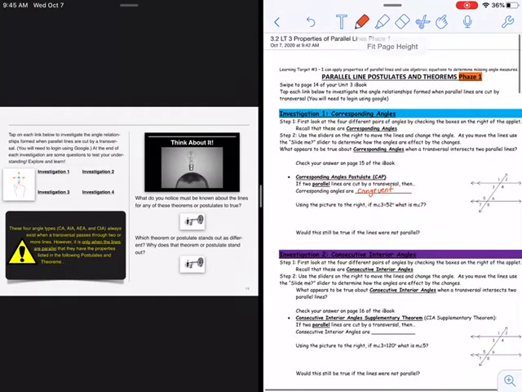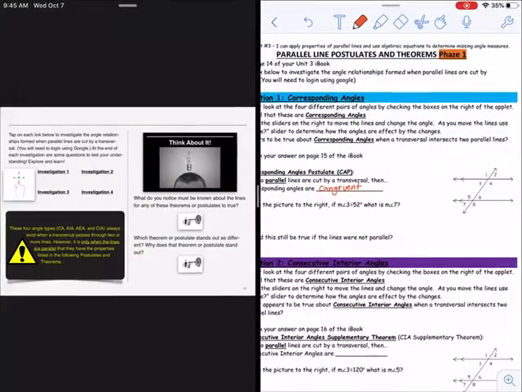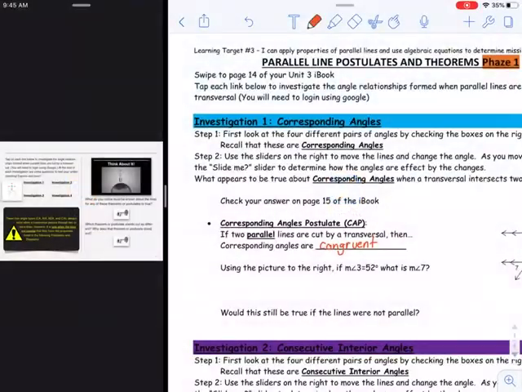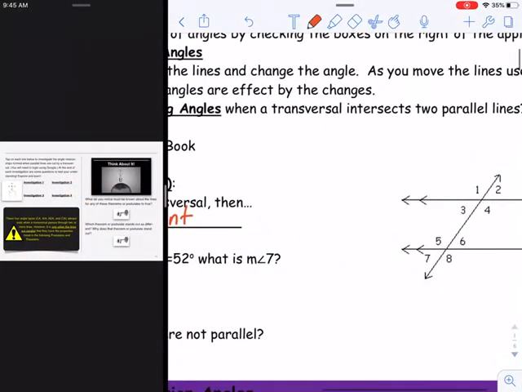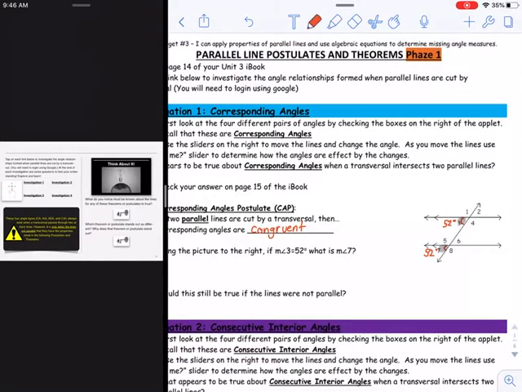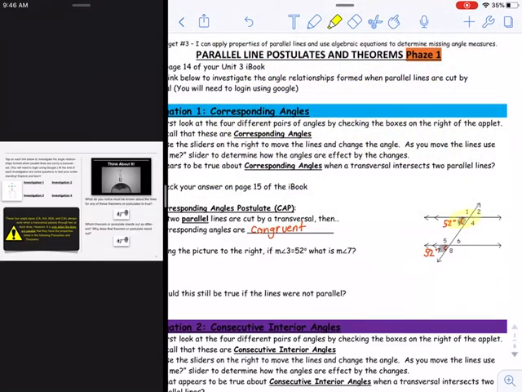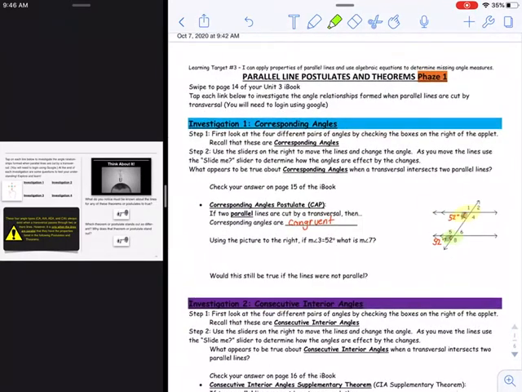And then this is a typical example we'll see. Let me make that just a tad smaller. If angle 3 is 52 degrees, then what's angle 7? Well, that would be 52 degrees. And that's just one example of corresponding angles. They're in the same relative position. In this top group of 4, angle 3 is the bottom left. In this bottom group of 4, angle 7 is the bottom left. That's why they're in the same relative position.